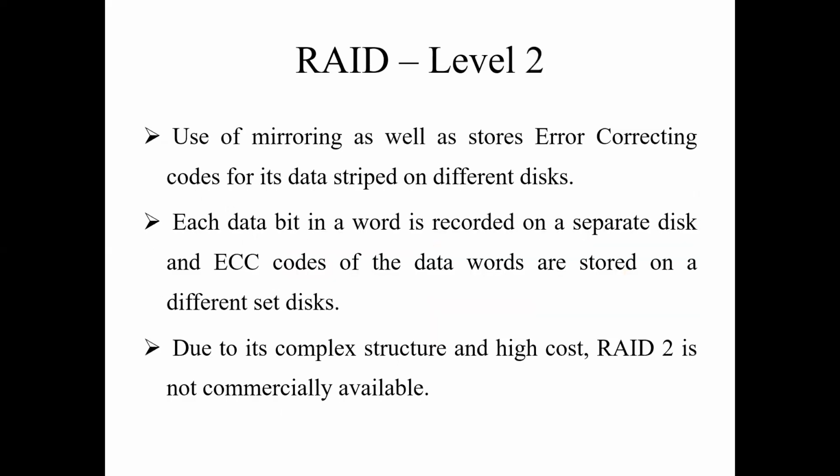And then RAID level 2. RAID level 2 uses Hamming error correction codes and is used with drives which do not have built-in error detection. It uses mirroring as well as stores error correcting codes for its data striped on different disks. Each data bit of a word is recorded on a separate disk, and ECC codes of the data words are stored on a different set of disks. Due to its complex structure and high cost, RAID 2 is not commercially available.